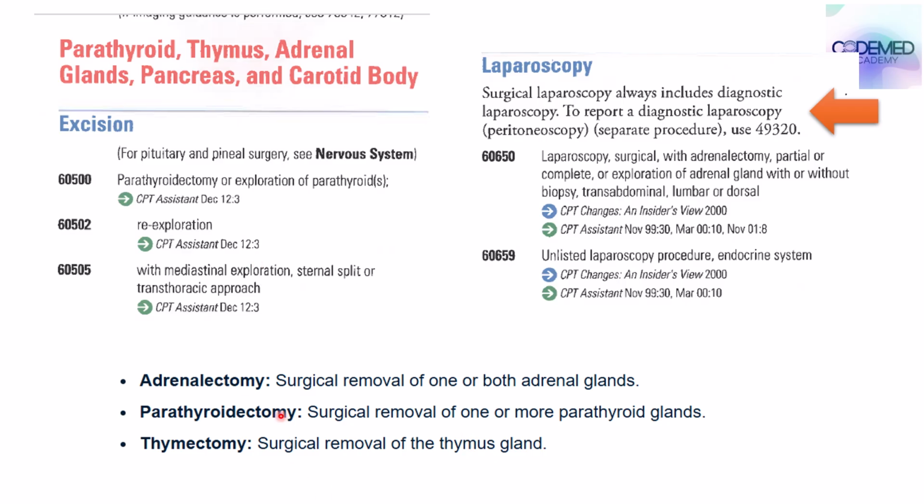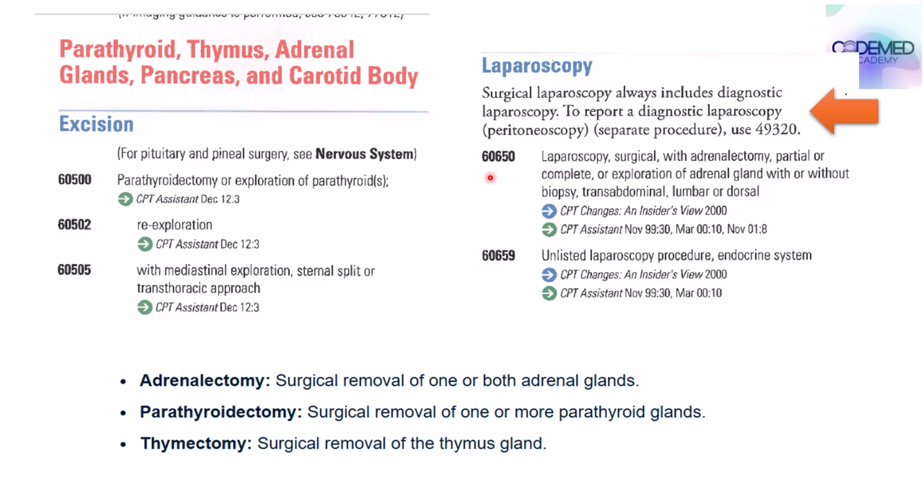The removal of the parathyroid gland is called a parathyroidectomy, that of the adrenal gland is called an adrenalectomy, and that of the thymus gland is called a thymectomy. So you will see that this one particular medical terminology will help you zero down the code. Similarly, sometimes we do use the laparoscopic procedure or the laparoscopic way to remove the gland. So one must know how the gland has been removed.